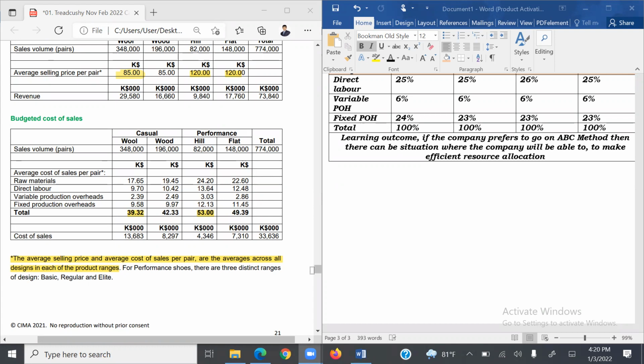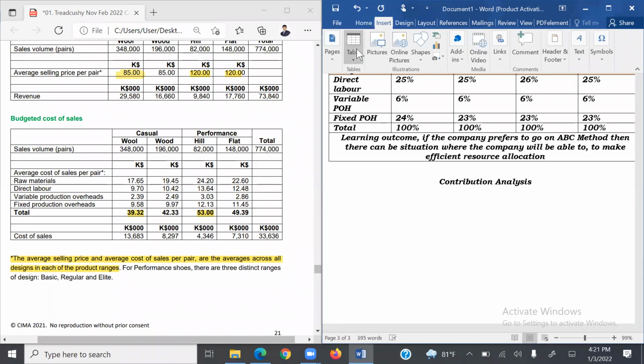Thank you very much. So students, now let's go on to the cost volume profit analysis. It's very easy, students. Let's do contribution analysis. Let's do the breakdown first. That is critically important. Let's do the breakdown first.